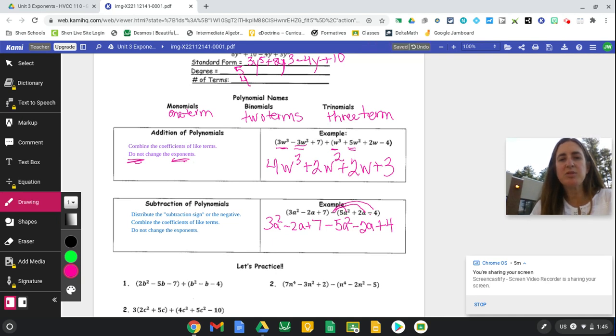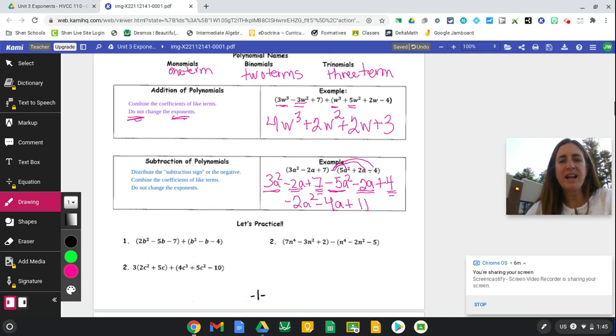Now I can simply use the rules of adding by combining my like terms. So 3 take away 5a squared is -2a squared. -2a take away 2a is -4a. And 7 added to 4, 7 plus 4 is 11. Super fun. And I bet you guys are excellent at adding and subtracting polynomials. Remember, they can only be added or subtracted if they're like terms.